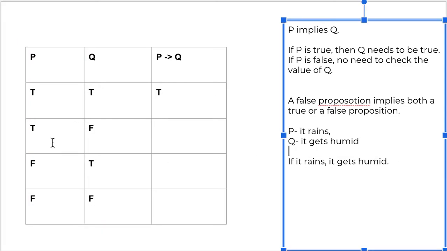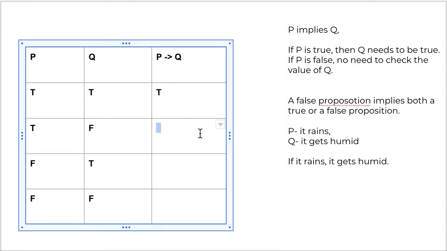Now it is raining, but it is not humid. But my statement states that if it rains, it gets humid. So this is false, right? Because it is raining, but it is not humid right now. Now the third one is where the proposition P is false. So it does not rain and it gets humid. But since I don't know if it rains or not, this statement is true. Now this is the weird part.